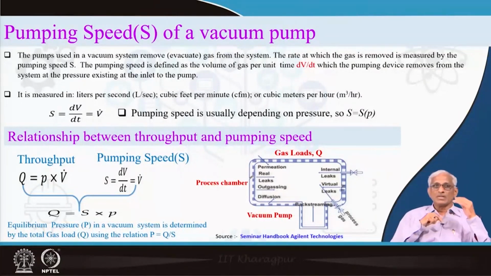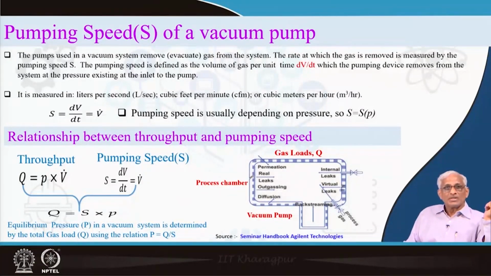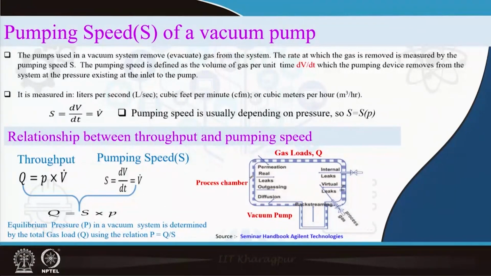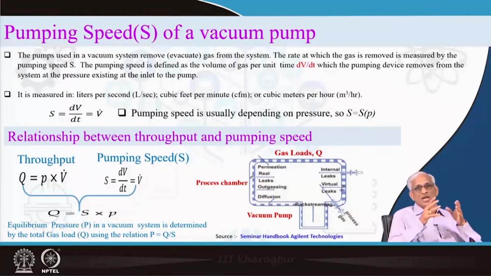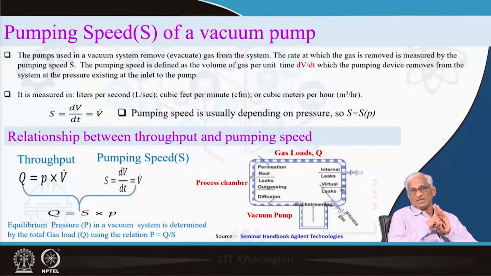Okay. On one side we have throughput, which we have discussed, that is P into V dot, which is a conserved quantity right from the chamber through the connecting pipe up to the pump side. And from the pump side we have also discussed volumetric displacement of the pump, which is dV by dt, and these two are related by a fundamental equation in vacuum technology: Q is equal to S into P.